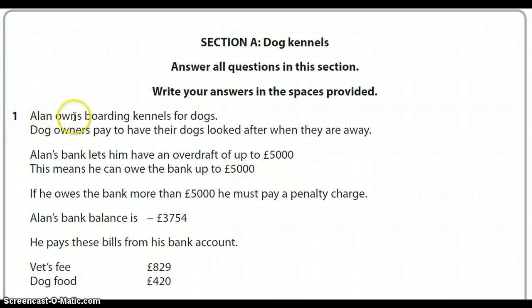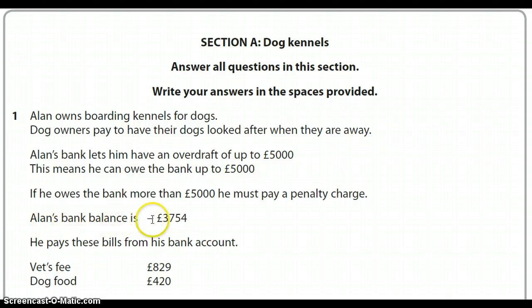Number 1. Alan owns boarding kennels for dogs. Dog owners pay to have their dogs looked after when they are away. Alan's bank lets him have an overdraft of up to that amount. This means he can owe the bank up to that amount. If he owes the bank more than that amount, he must pay a penalty charge.